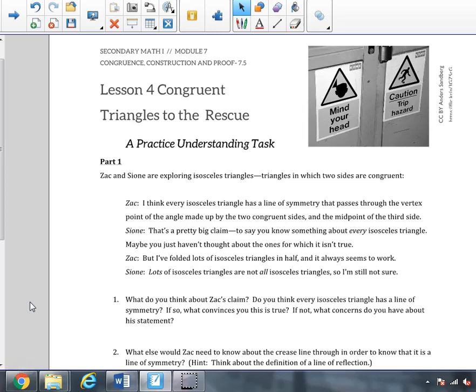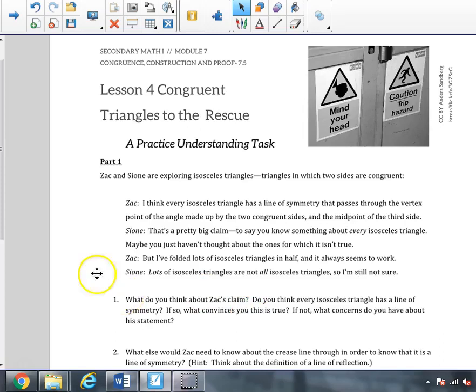So in part 1 of this task, we read that Zach is thinking that every isosceles triangle has what we call a line of symmetry that passes through the vertex point of the angle made up by two congruent sides and the midpoint of the third side. And we were discussing what we think about Zach's claim.